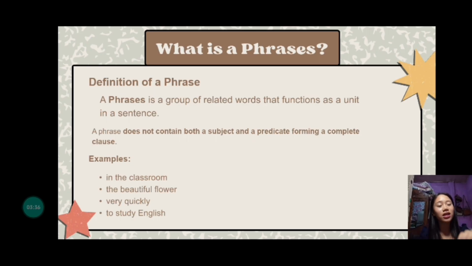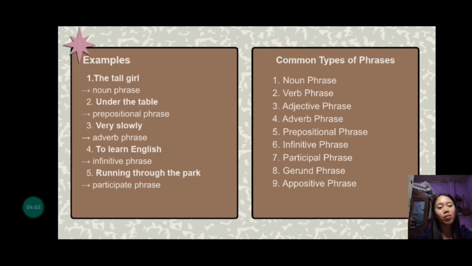That is the definition of phrases. These are the examples. Did you notice that these examples don't all have the same function? The tall girl identifies someone. Under the table tells us a location. By the way, the noun phrase, prepositional phrase, and adverb phrase will be explained in the next slides, guys.